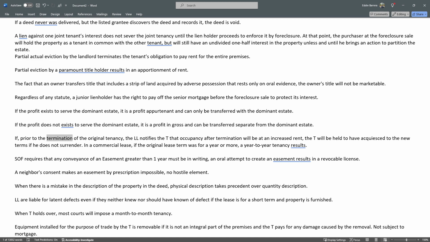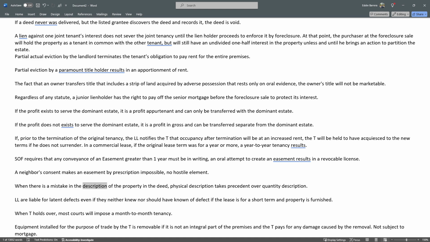If, prior to the termination of the original tenancy, the LL notifies the T that occupancy after termination will be at an increased rent, the T will be held to have acquiesced to the new terms if he does not surrender. In a commercial lease, if the original lease term was for a year or more, a year-to-year tenancy results. SF requires that any conveyance of an easement greater than 1 year must be in writing. An oral attempt to create an easement results in a revocable license. A neighbor's consent makes an easement by prescription impossible, since there is no hostile element.